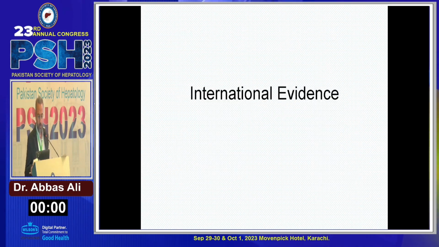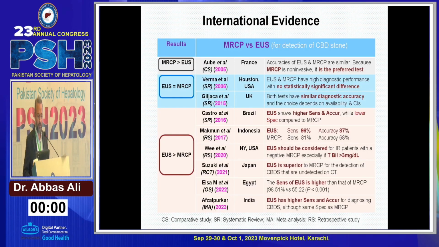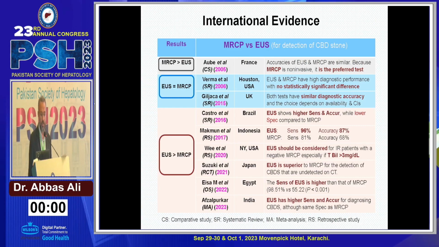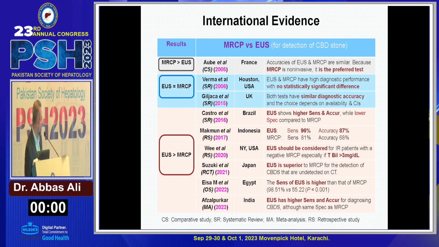So this is actually what we saw. Now, so far we have talked about our local experience. Let's talk about the international evidence. In earlier years, EUS use was not that common. MRCP was being used more. And one of the studies, a French study, concludes that since MRCP is non-invasive and equally sensitive, MRCP should be the preferred choice. However, in later years, we saw that EUS is equal to MRCP, and in recent years, EUS has become even more superior to MRCP as far as sensitivity and diagnostic accuracy are concerned, due to its ability to identify small stones.